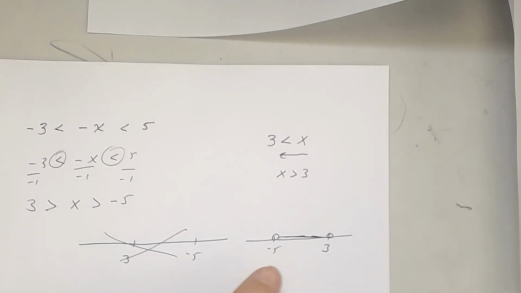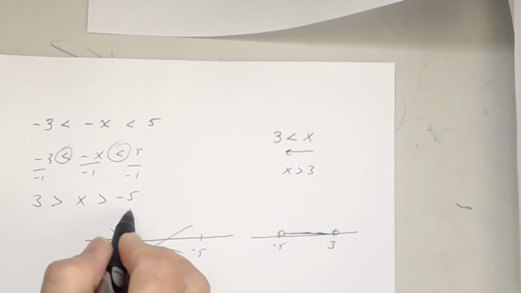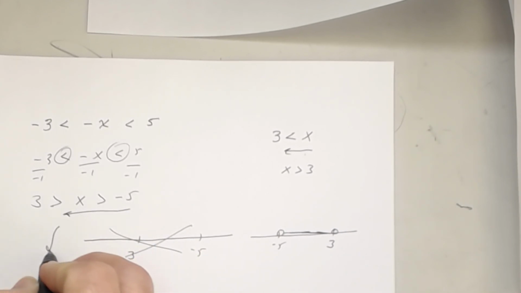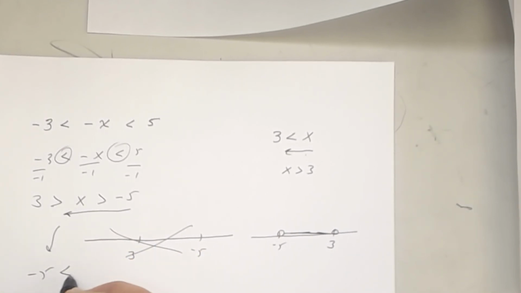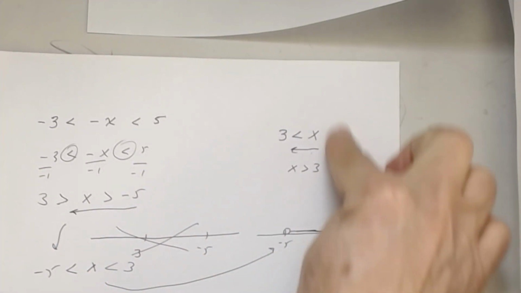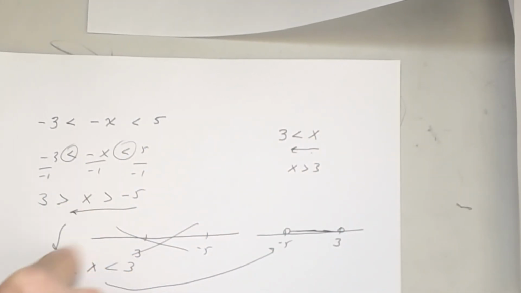Now you might say, well, but how do I know that this is this? Well, because we can rewrite it just like we did this. So I can rewrite it backwards, just like I did this. So I can say -5 is what? Less than x. And I can say x is what? Less than 3. And that's what this is. So you have to make a connection between what you've learned before to this. How you can go from here to this.